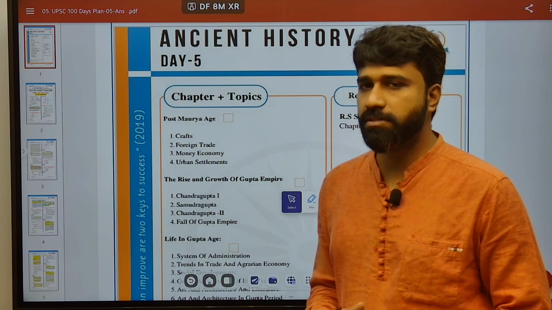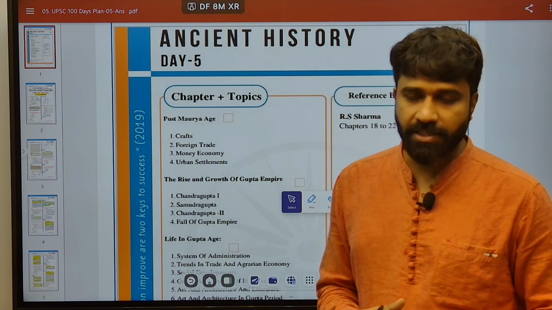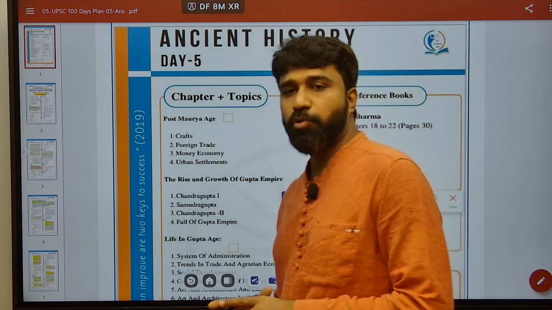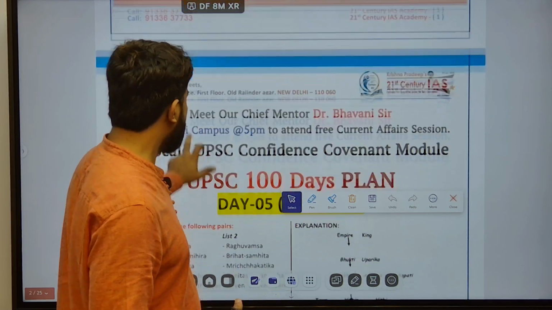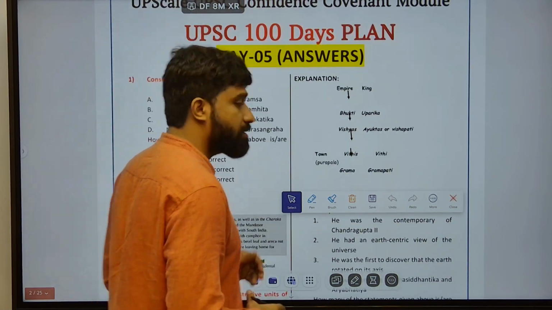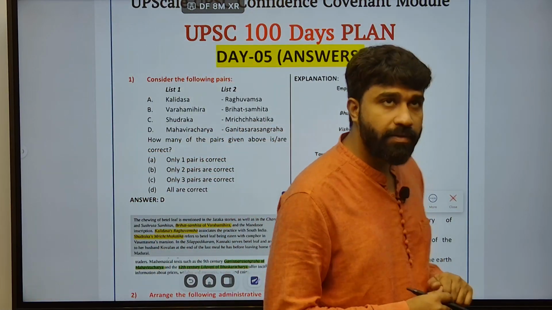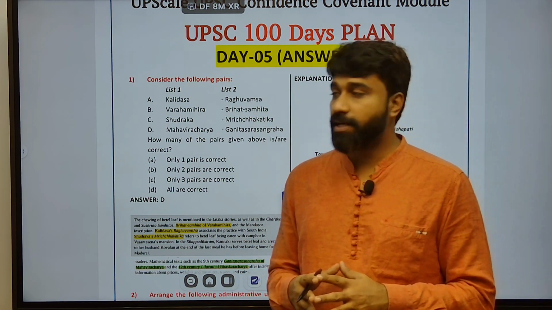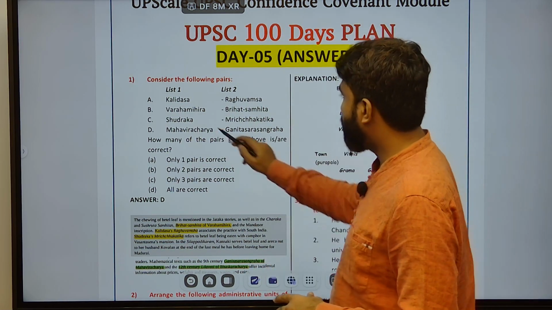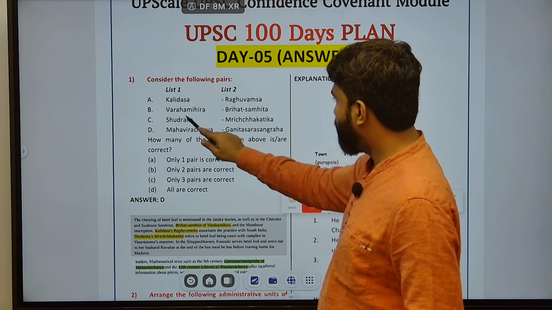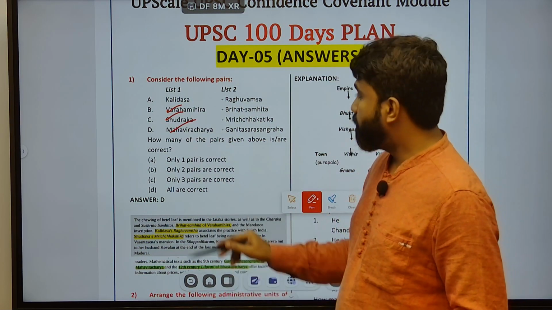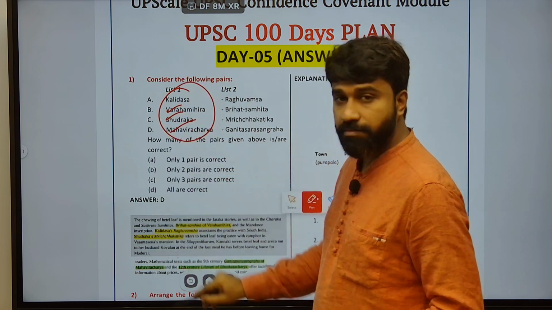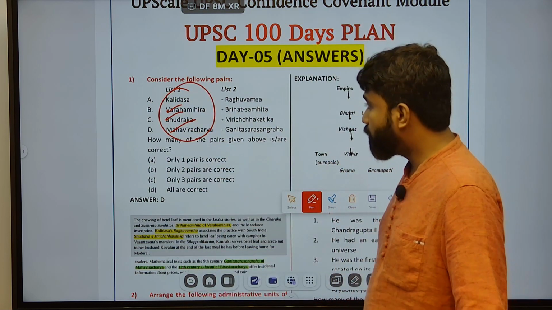Here we discuss the Gupta dynasty and Harshavardhana times, mostly the post-Mauryan period. Coming to question 1, it is asking to match the following regarding various poets and their writings. Here are Kalidasa, Varahamihira, Shudraka and Mahaviracharya. They were the prominent writers in ancient times, post-Mauryan period and during the Gupta times.